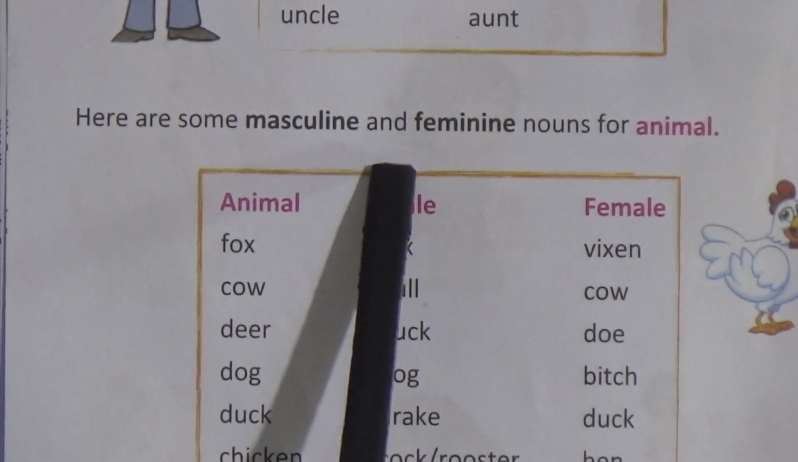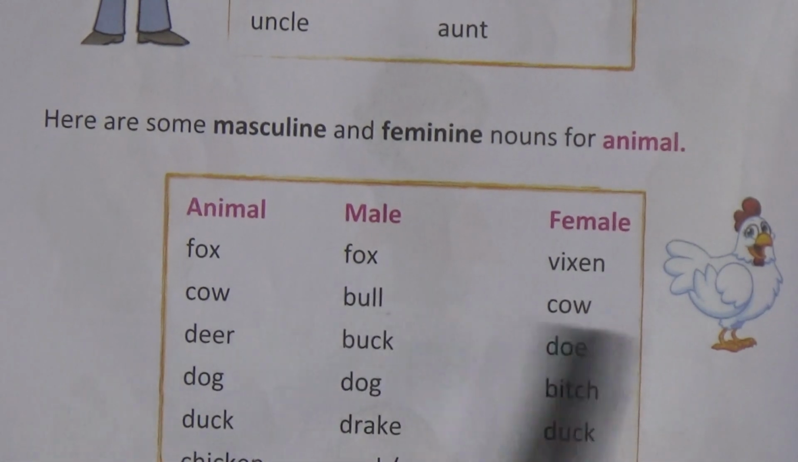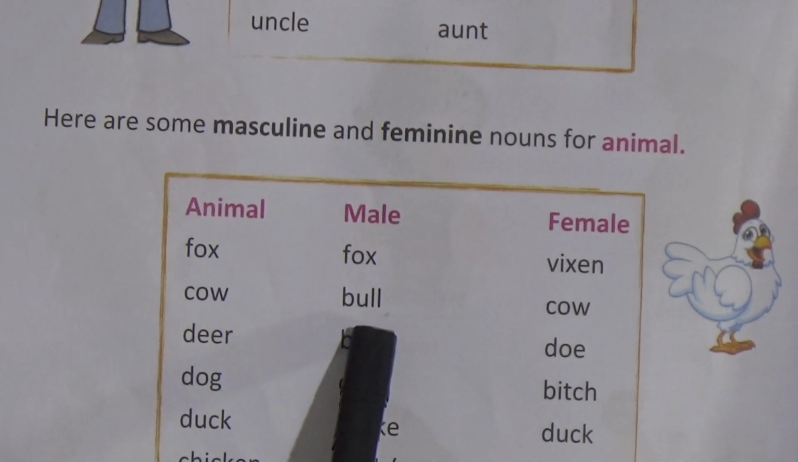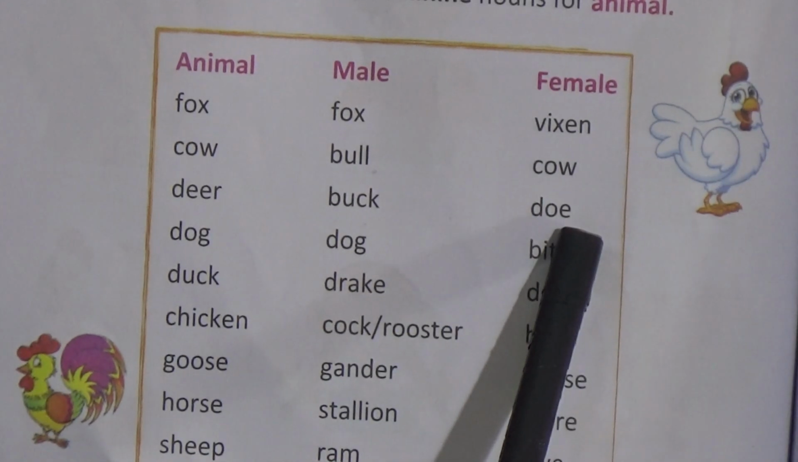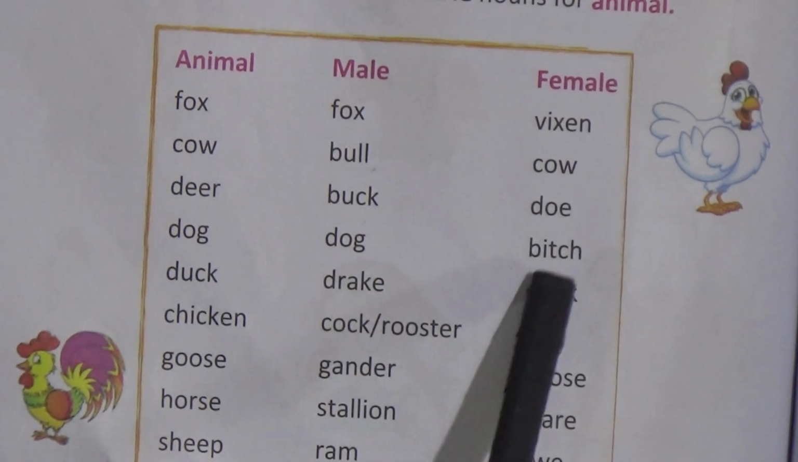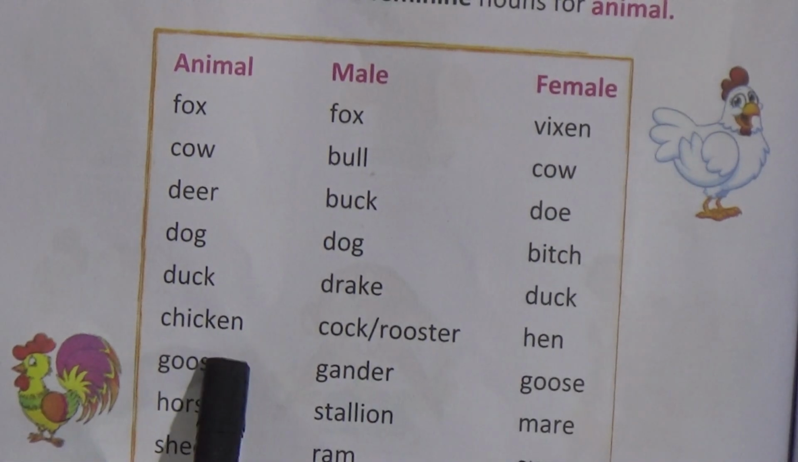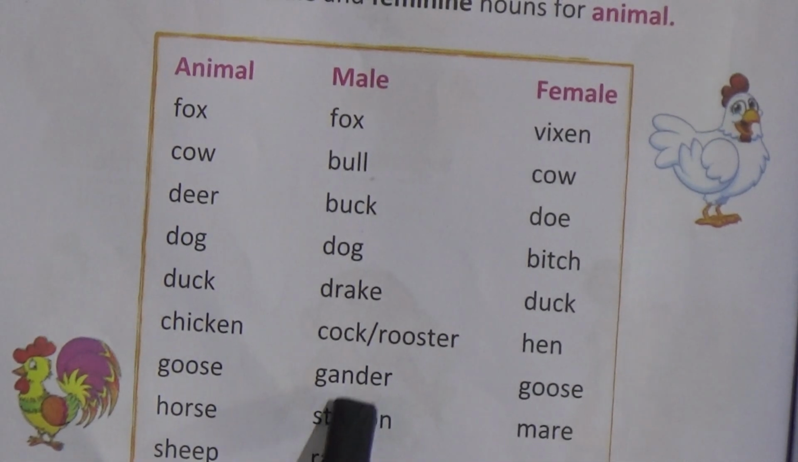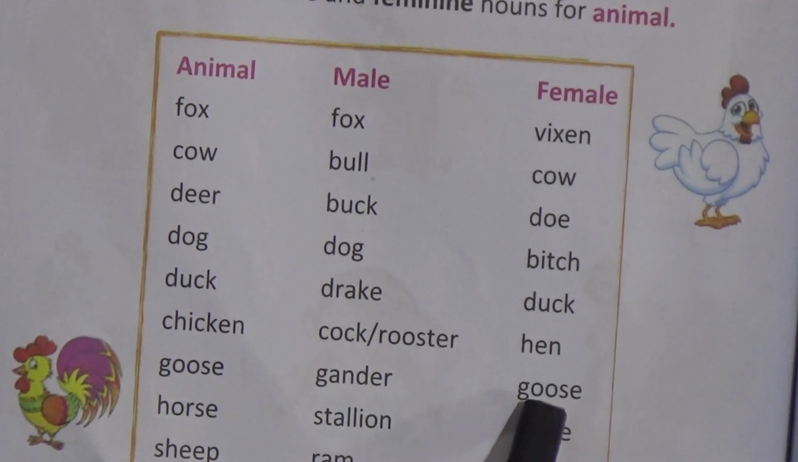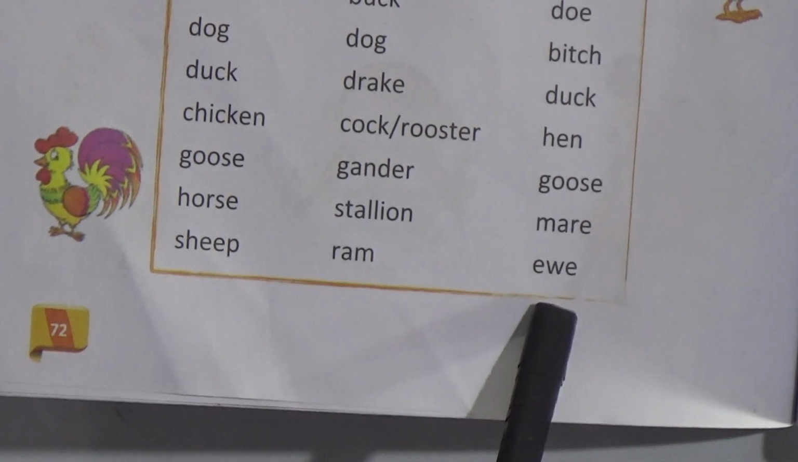So here are some masculine and feminine nouns for animals. Animal fox, male fox, female vixen. Animal cow, male bull, female cow. Animal deer, male buck, female doe. Animal dog, male dog, female bitch. Animal duck, male drake, female duck. Animal chicken, male cock or rooster, female hen. Animal goose, male gander, female goose. Animal horse, male stallion, female mare. Animal sheep, male ram, female ewe.